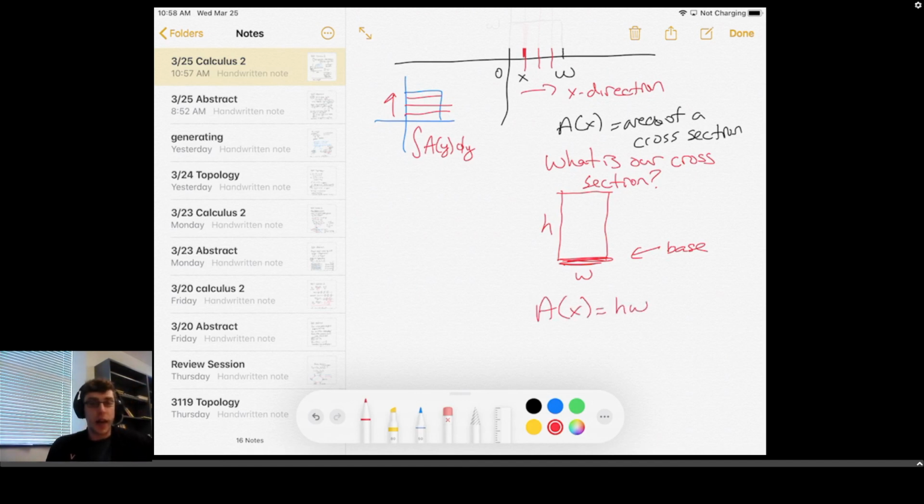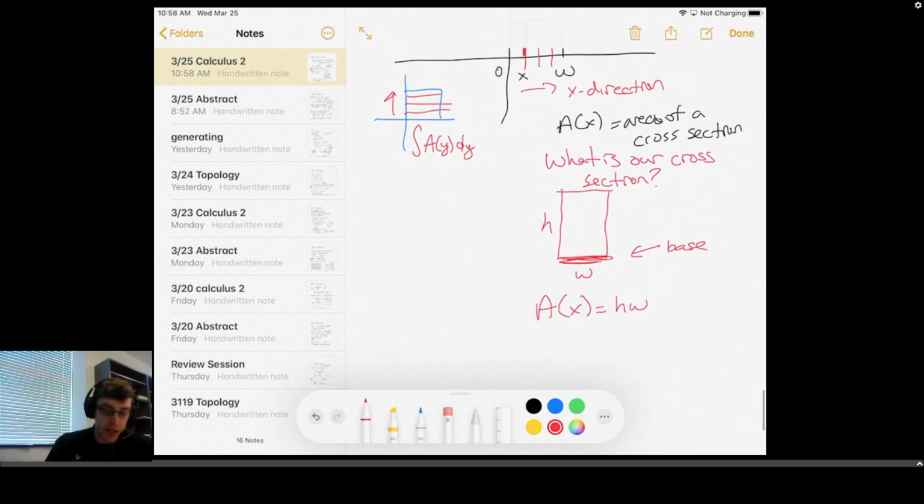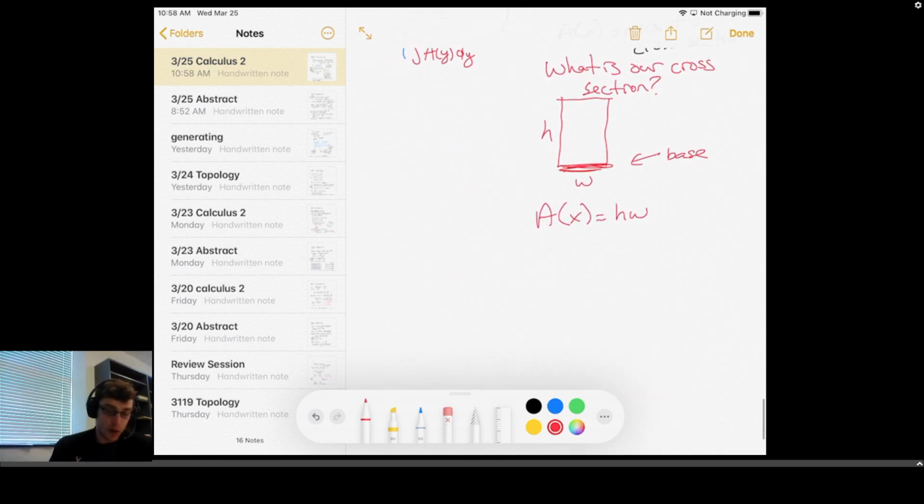And notice that it doesn't depend on x. I say it's a function of x, but it doesn't depend on x. Why? Because the area of all of these cross sections are equal. All the cross sections look exactly the same because it's a prism. For a pyramid, it's going to be different because you're coming to a point, and so these will have different widths throughout. But these all have the same cross section. So this is our function.